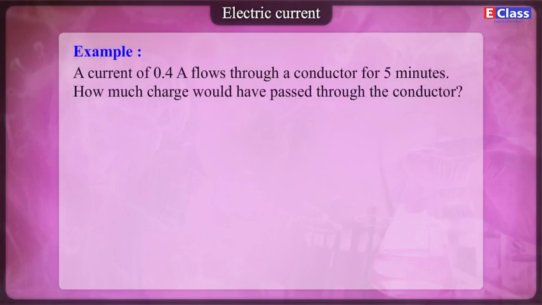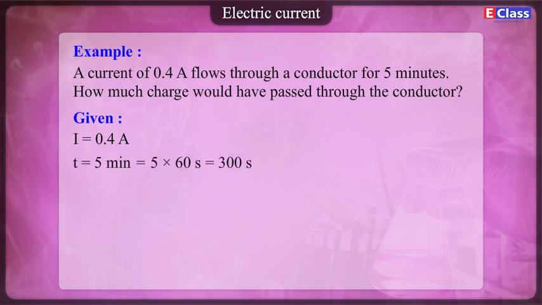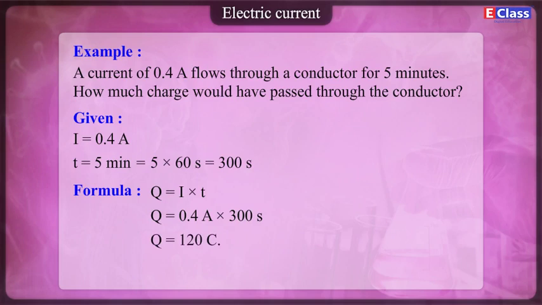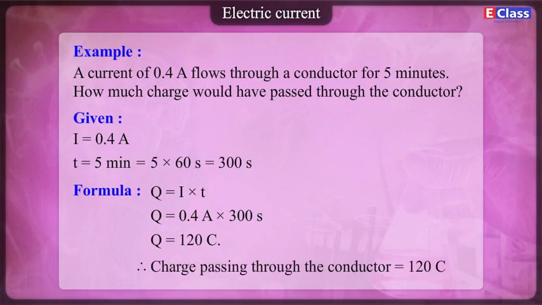Example: a current of 0.4 ampere flows through a conductor for 5 minutes. How much charge would have passed through the conductor? Given I is equal to 0.4 ampere, t is equal to 5 minutes, which is equal to 5 multiplied by 60 seconds, which is equal to 300 seconds. Formula: Q is equal to I multiplied by t. Q is equal to 0.4 ampere multiplied by 300 seconds. Q is equal to 120 coulomb. Therefore, charge passing through the conductor is equal to 120 coulomb.